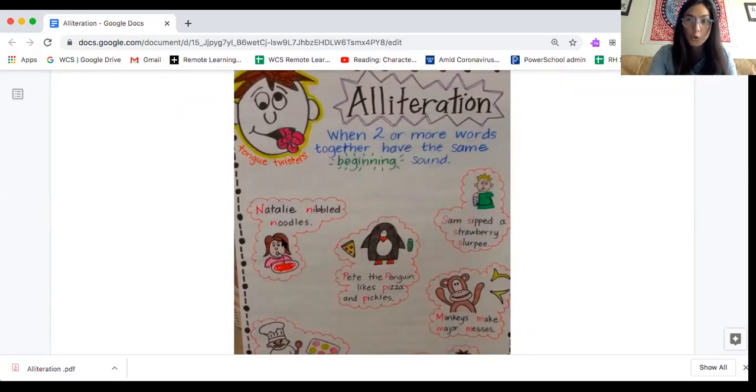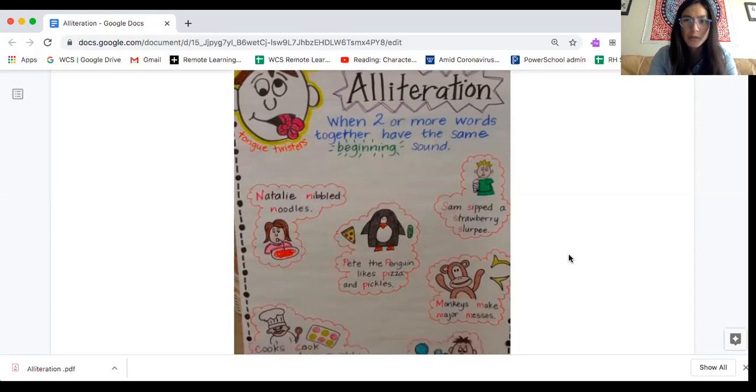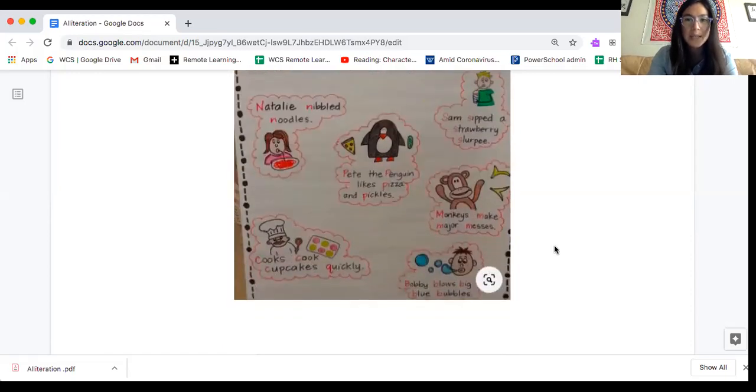Natalie nibbled noodles. They all start with that n sound at the beginning. Pete the penguin likes pizza and pickles. Sam sipped a strawberry Slurpee. Sorry, that's Coco in the background. Monkeys make major messes. All start with m. Cooks cook cupcakes quickly. The cooks cook cupcakes all start with a k sound. And Bobby blows big blue bubbles. All start with the b sound.